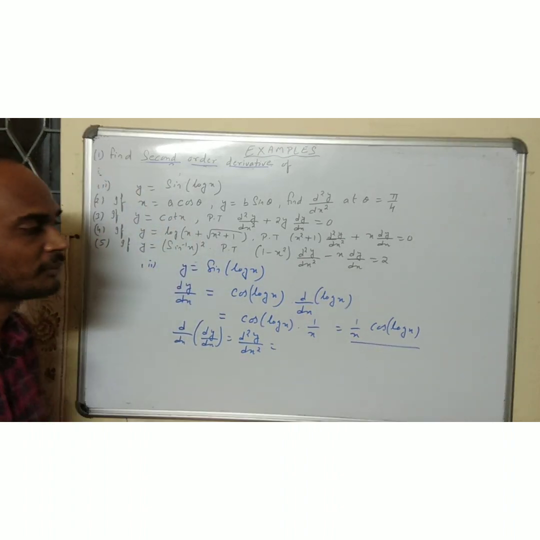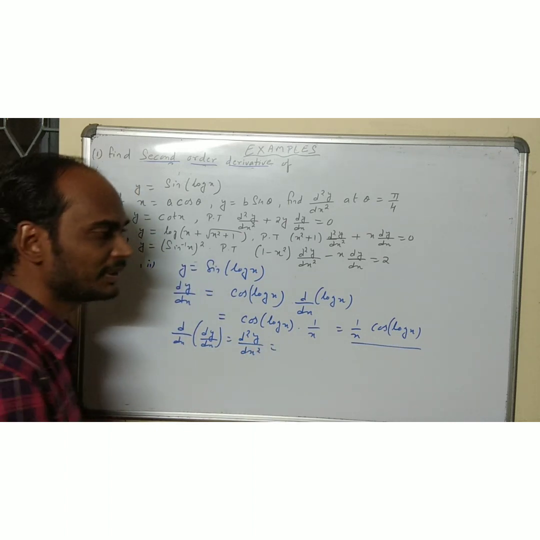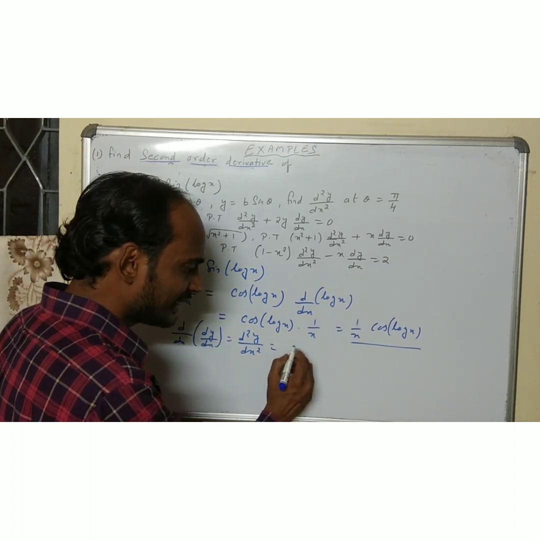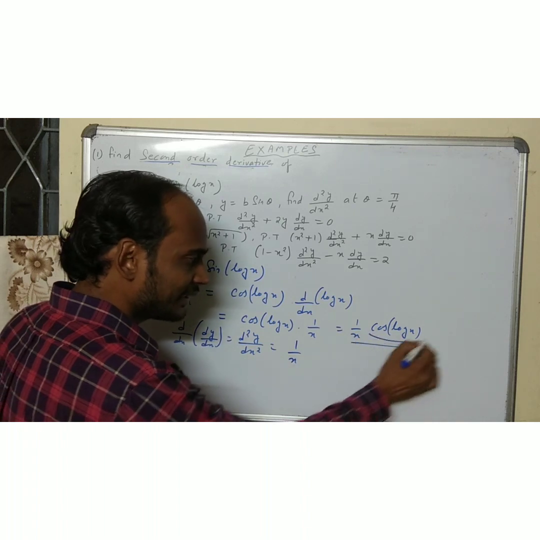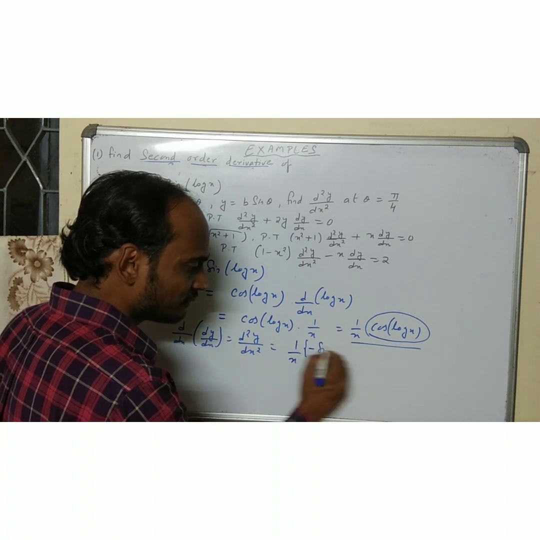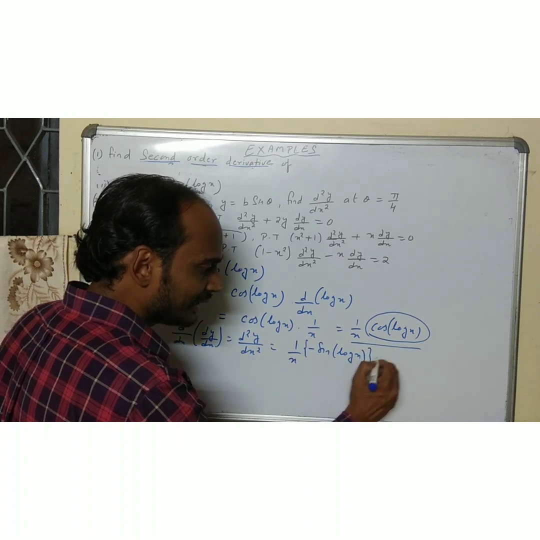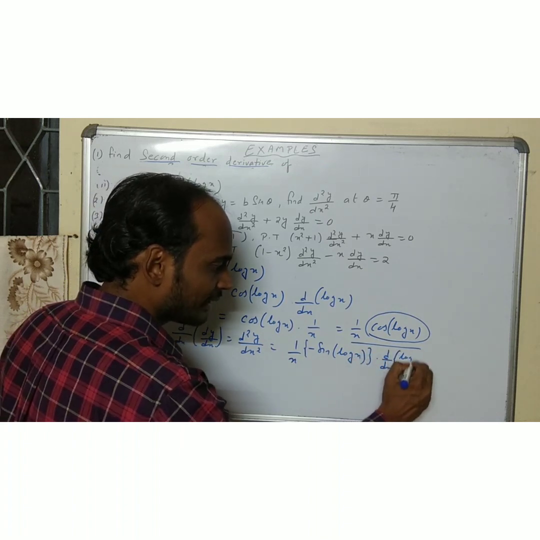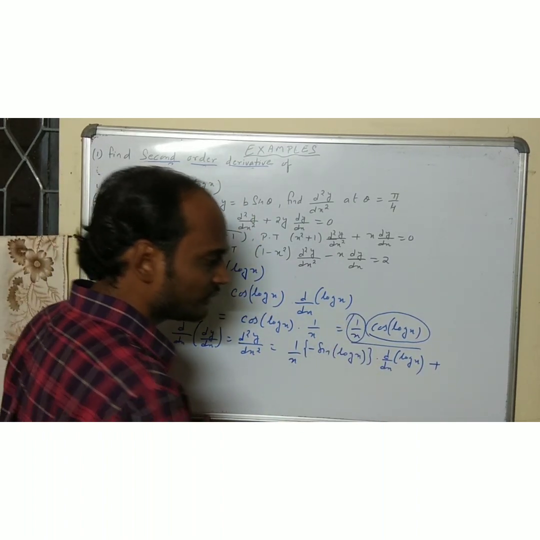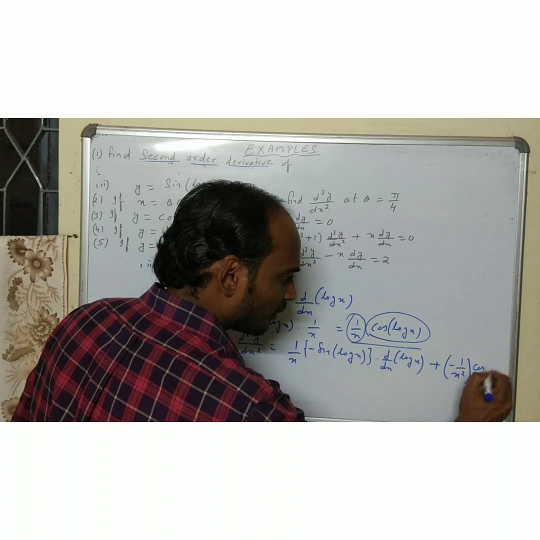For finding the derivative of this, either you can apply the quotient rule or the multiplication rule. I am applying the multiplication rule here, you can try the quotient rule also, you will get the same answer. The multiplication rule says first function into derivative of second function, so the derivative of cos is minus sine, so minus sine of log x. Then we have to write the derivative of log x, applying the chain rule, then plus derivative of the first function, that means the derivative of 1 by x. The derivative of 1 by x is minus 1 by x square, and this one will be cos log x.